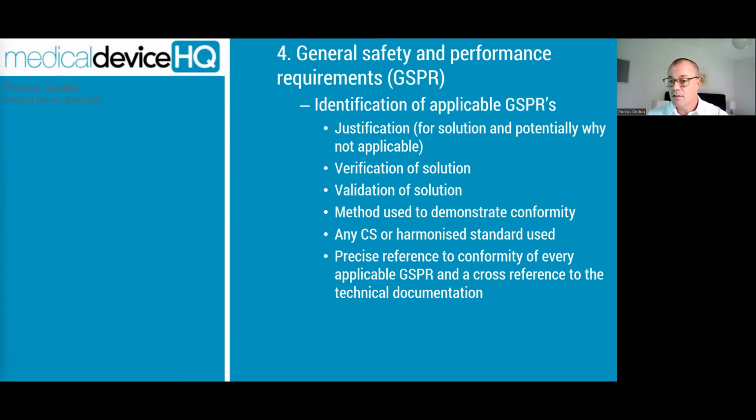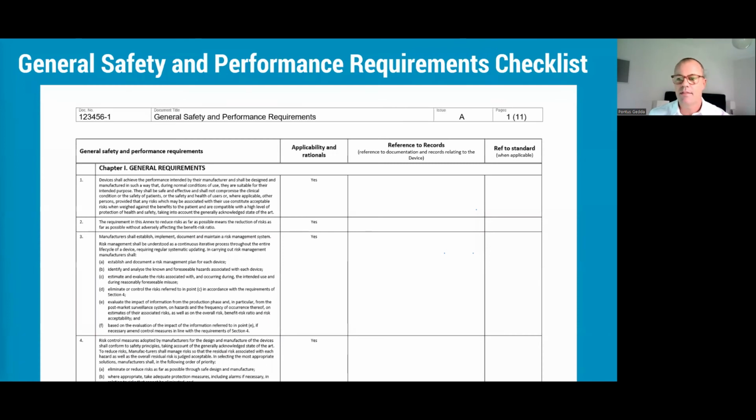The GSPRs are found here in Annex 1 of the MDR, and here the manufacturer must include clear reference to the solutions applied to fulfill all the applicable GSPRs that are related to them. And for the GSPRs that are not applicable, a clear rationale shall be provided why that is the case. And this is where the manufacturer would usually use a so-called GSPR checklist.